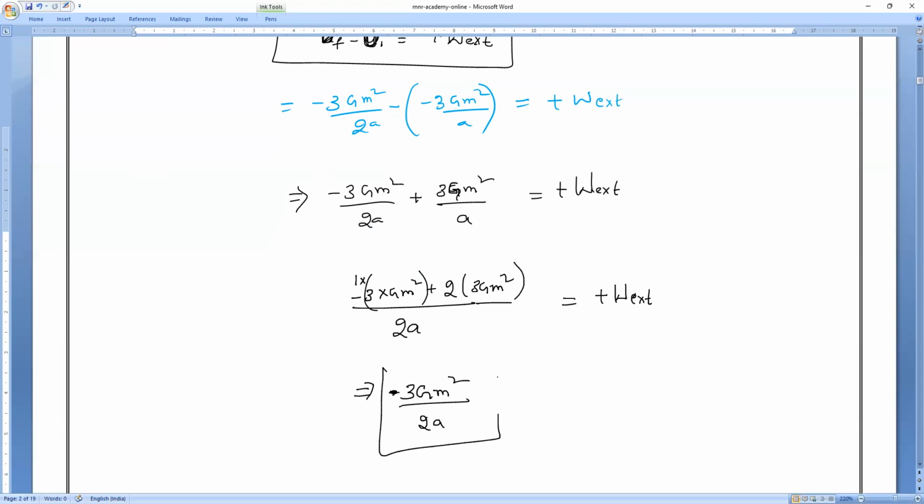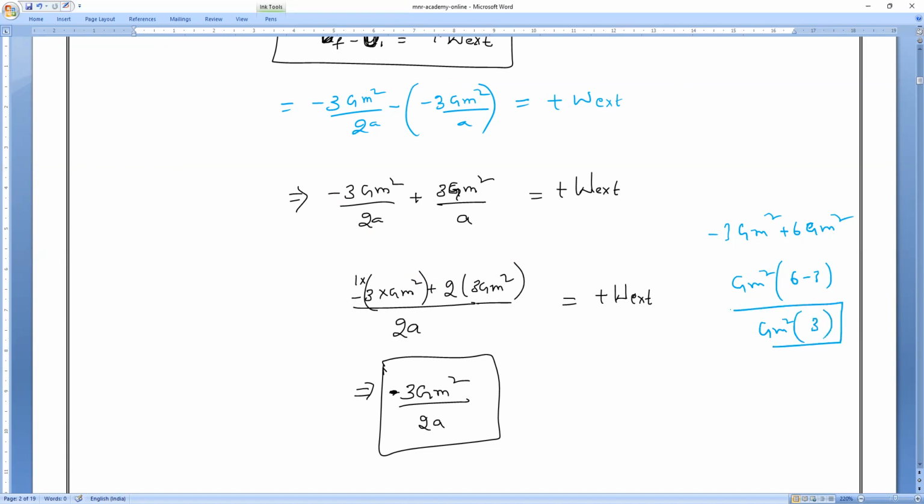So this is the total work done by the external forces. What is the answer? If you want, you can verify. This is minus 3GM square, and 2 3s are 6, so 6GM square. So what will happen, everybody? GM square, I will take it outside. So 6 minus 3 will come. 6 minus 3, how much? 3GM square. That's what I'm writing. Plus it is. So 3GM square divided by 2a. So that is the answer.